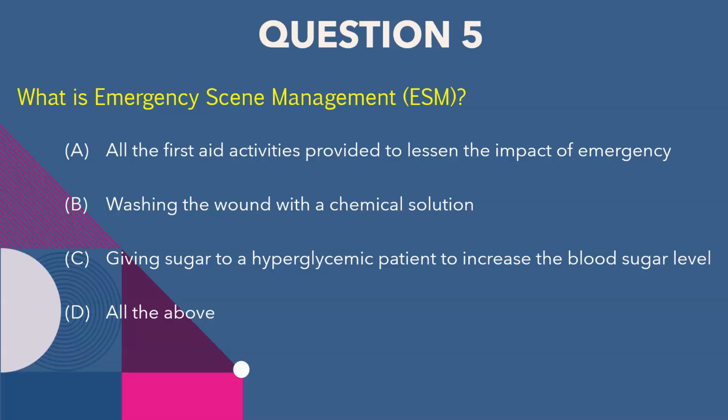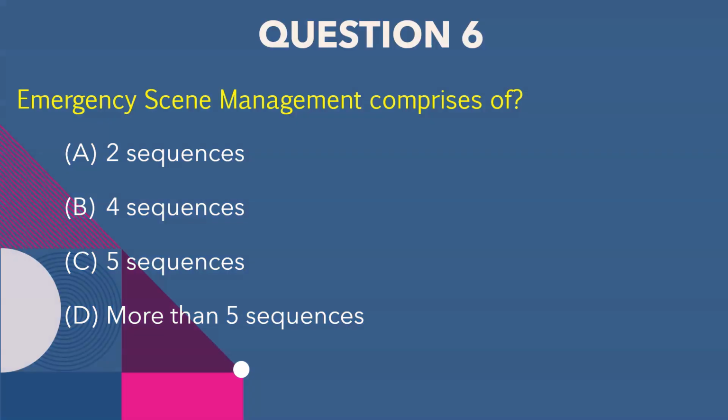Question 6. Emergency scene management comprises of how many sequences? A. 2 sequences, B. 4 sequences, C. 5 sequences, D. More than 5 sequences. So please make your choice, write it down, and then question 7 is on the way.